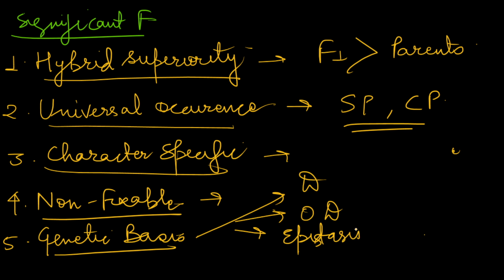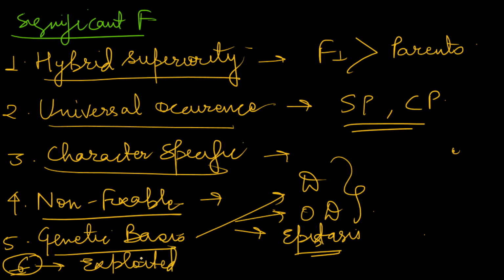Epistasis gene action, and dominance and overdominance have been directly asked in the question. Okay, so we will discuss. And last, not the least, one of the most important things is that heterosis can be exploited through hybrid breeding. So I think these are the five-six significant features. If you mention them in the answer, you will get a good amount of marks.